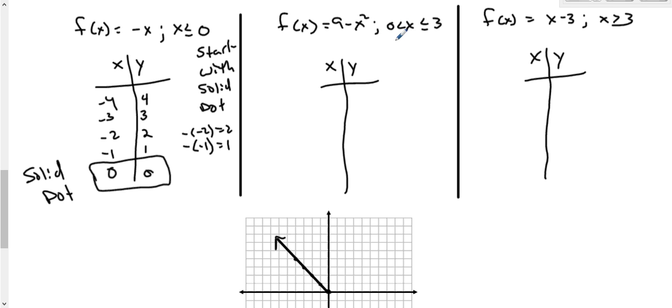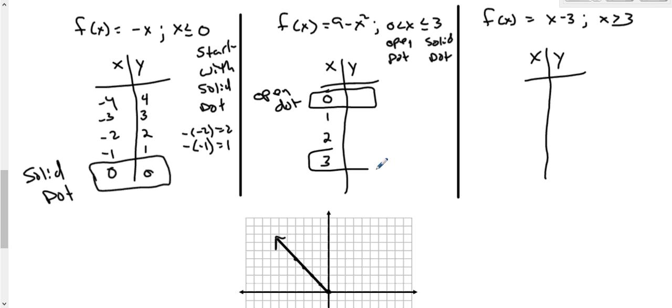All right, so f of x is equal to 9 minus x squared. Now here, at 0, I have an open dot. So I'm going to write it like this, open dot. And then at 3, I have a solid dot. So I have to be very careful when I'm doing this. So 0 is my smallest number, 3 is my largest number. So I'm just going to start here with 0, 1, 2, and 3. At the 0, I said that's an open dot. And at the 3, that is a solid dot.